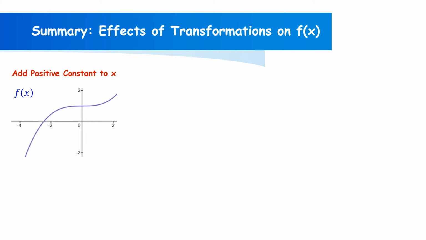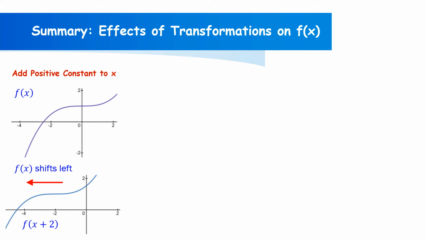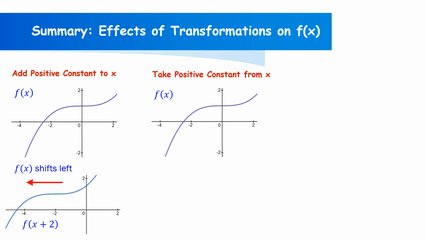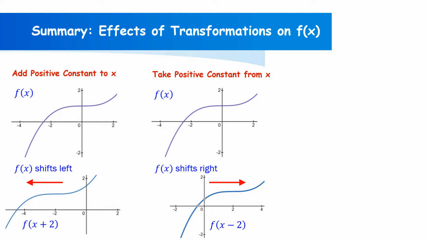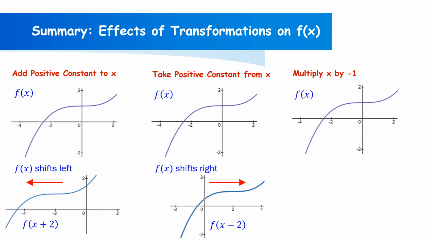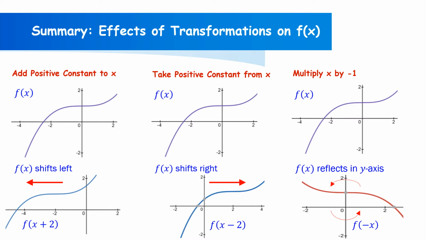So if we add a positive constant to x, the graph shifts left. An example here is of f of x plus 2. If we take a positive constant from x, the graph shifts right. Here we have f of x minus 2. If we multiply x by minus 1, f of x reflects in the y-axis.